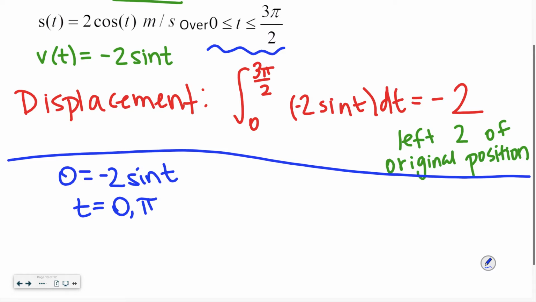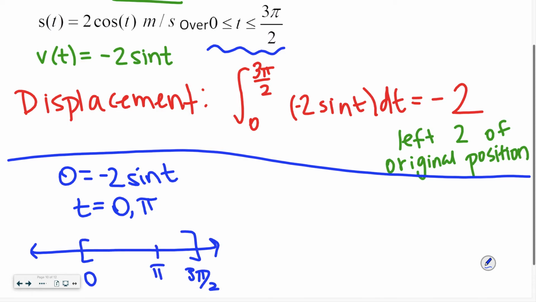Okay. So if we make a sign chart, there you go. Perfect. Okay, I really only care about from 0 to 3 pi over 2. What kind of velocity would we have between 0 and pi? Negative, right? Because with -2 sine of t, okay? And we would have positive over here.